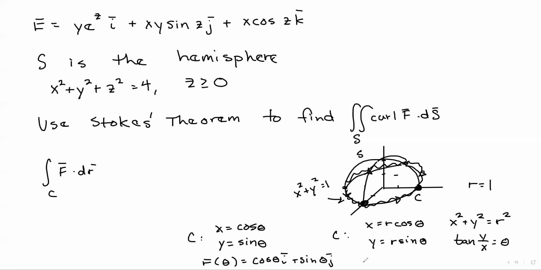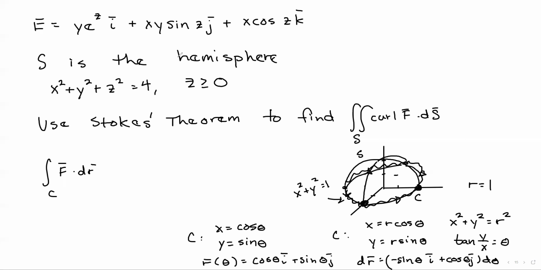Using that definition, we can go through and find dr. dr is going to be negative sine theta i plus cos theta j d theta. All right, and so from there, to evaluate this, we'll jump to the next page. To evaluate this, we need to figure out what F is. To figure out what F is, you're just going to take your definition for F and pop in your parametric equation values here. So let's do that.